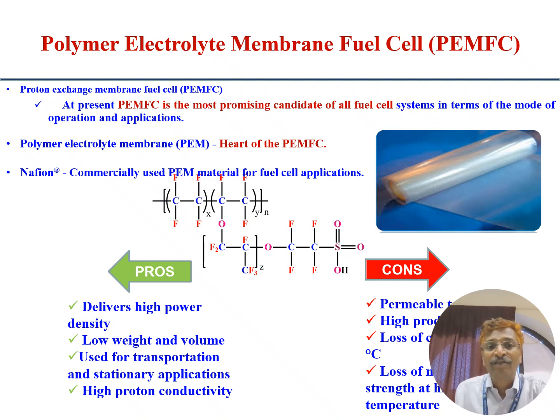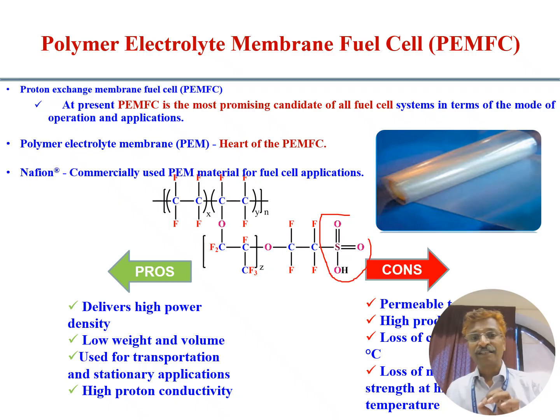It is a fully carbon-fluorine backbone, and there are three different segments in the Nafion structure. One is the carbon-fluorine backbone and a perfluoro side chain along with the sulfonic acid functional group. So the carbon-fluorine backbone, the perfluoro side chain, which is attached with a sulfonic acid hydrophilic segment. Because of this structural arrangement, it has a lot of advantages.